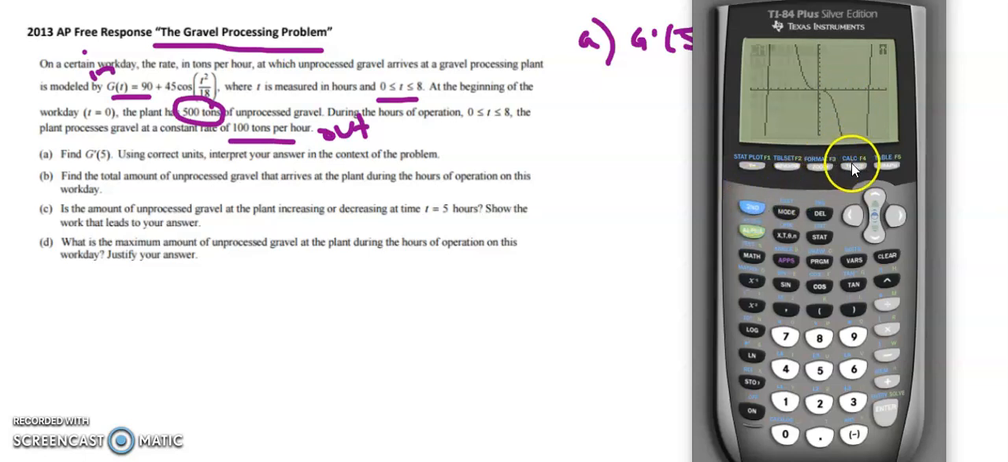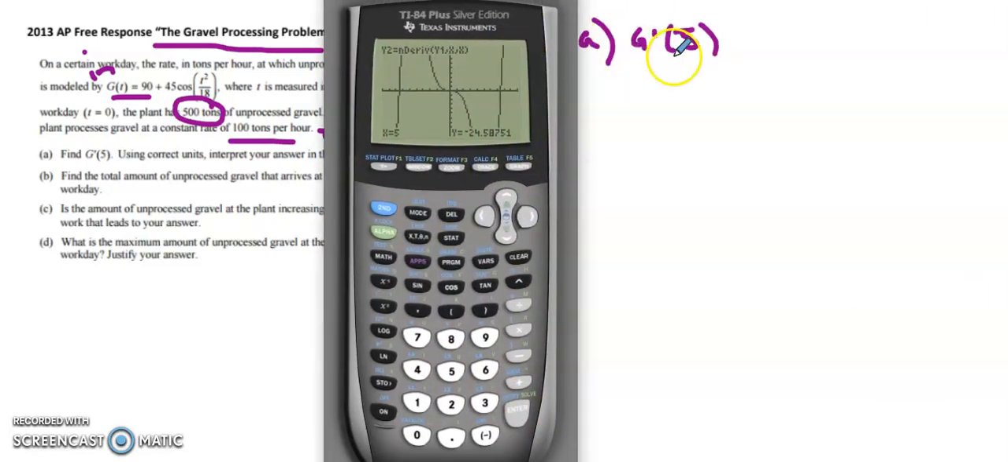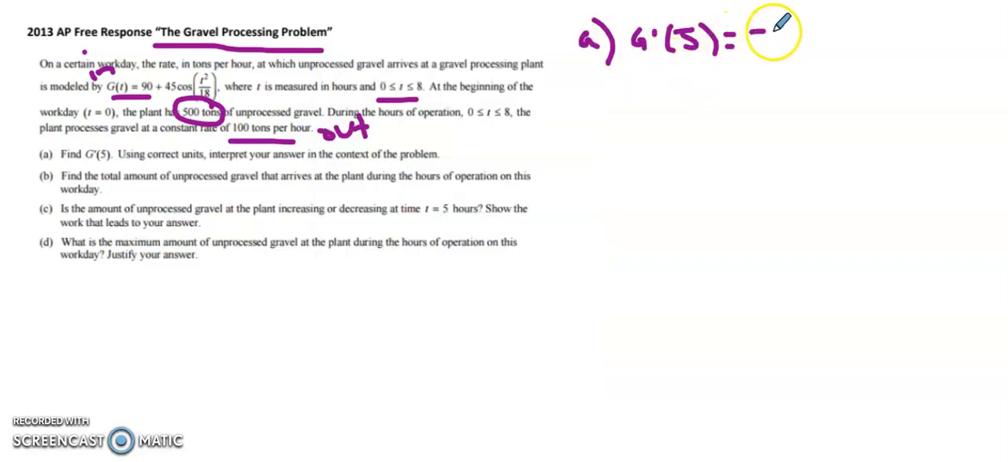So I'm going to do second calc and value. And I'm choosing 5, and I get negative 24.587 or negative 24.588. Either one is acceptable.